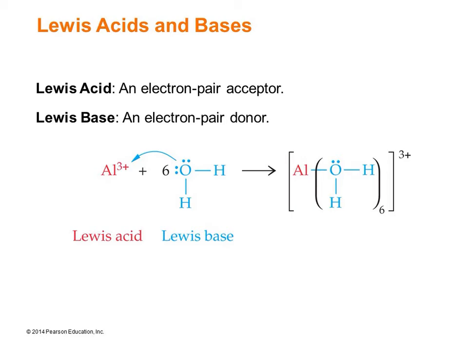When you place a metal ion in water, these lonely electrons on the water find that positive charge irresistible, and therefore the water donates a pair of electrons to the aluminum. Since the water is donating electrons, that makes it a Lewis base. Since the aluminum is accepting the electrons, that makes it a Lewis acid.